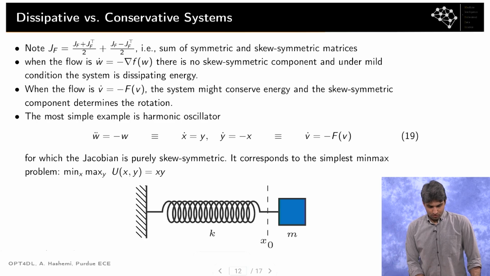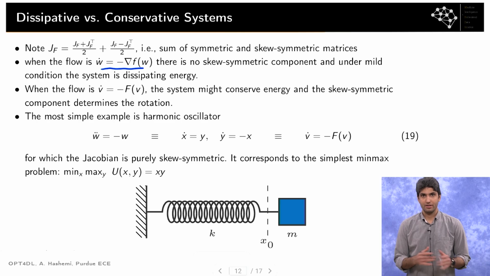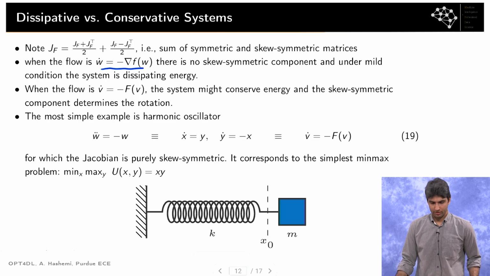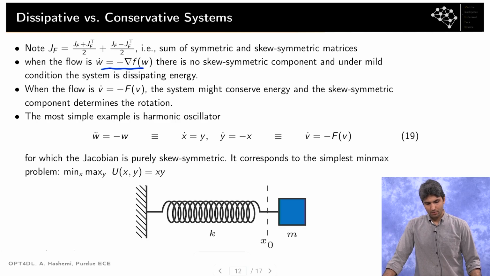So in the minimization case, when our flow is given by this ODE, the Jacobian of the gradient of f is the Hessian, and it is a symmetric matrix. There is no complex eigenvalue. There is no skew-symmetric component. And again, we can say that under mild conditions, which basically means that the function is nice, or the step size that we are using is small enough, this dynamical system is dissipating energy. And you can associate the dissipation of energy with reaching equilibrium easily.